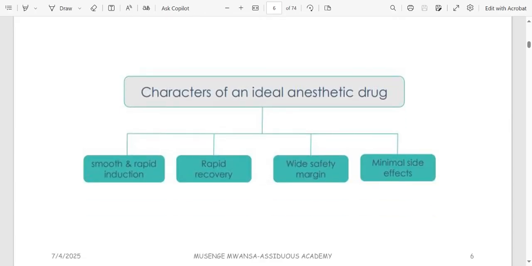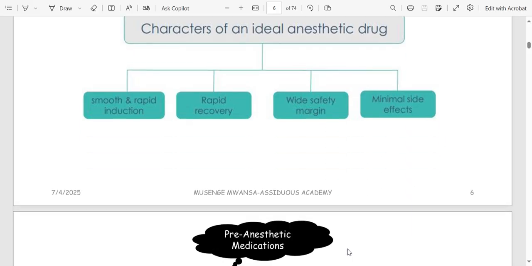Now, an ideal anesthetic drug should have a smooth and rapid induction and rapid recovery. Smooth induction is when you give it, it should be smooth enough for it to start working, and then there should be rapid recovery. When you give it and then you no longer want it, it should wear off and someone comes back to normal. It should also have a wide safety margin with minimal side effects.